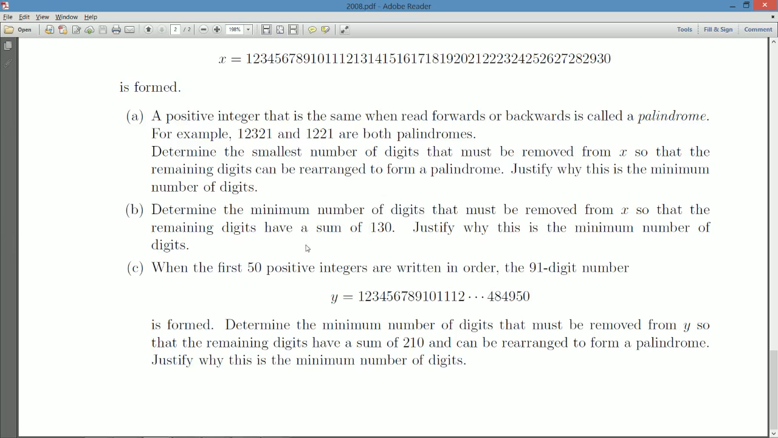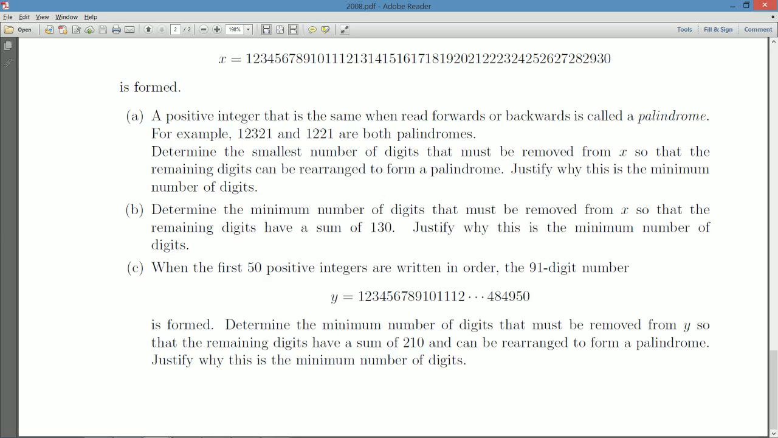Okay, C part. So it's a slightly bigger number than x that we're dealing with here. When the first 50 positive integers are written in order, the 91-digit number 1, 2, 3, 4, all the way up to 50, which we're calling y, is formed. Determine the minimum number of digits that must be removed from y so that the remaining digits have a sum of 210 and can be rearranged to form a palindrome. Once again, we need to justify why this is the minimum number of digits.